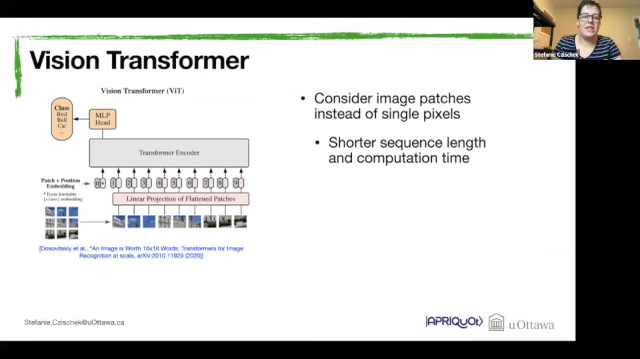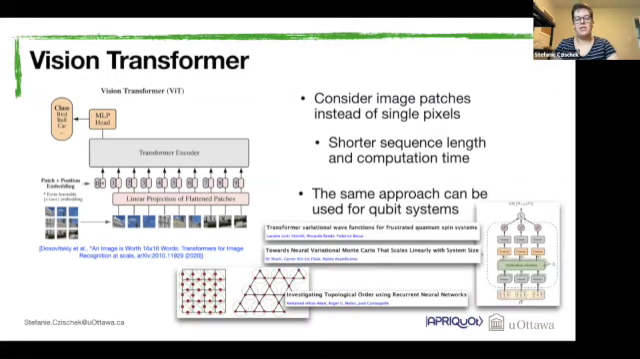And now this is pretty similar to what we do with our qubit systems. So we can choose the same approach, and people have actually done this. You see here on the right, instead of sending in qubit by qubit as an input to the transformer sequence, we can send in patches of qubits or groups of qubits at the same time. With this, we reduce the sequence length and speed up our computations.